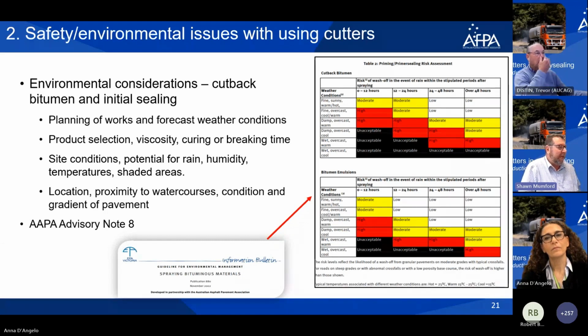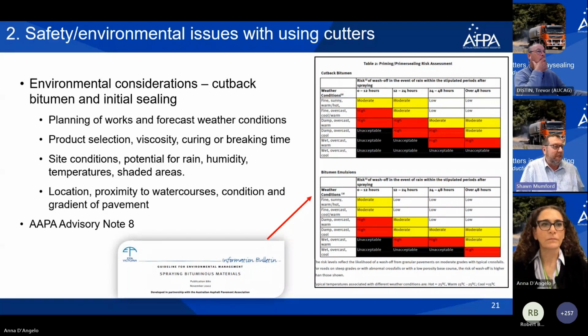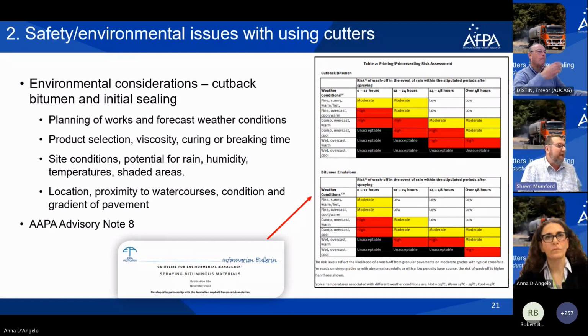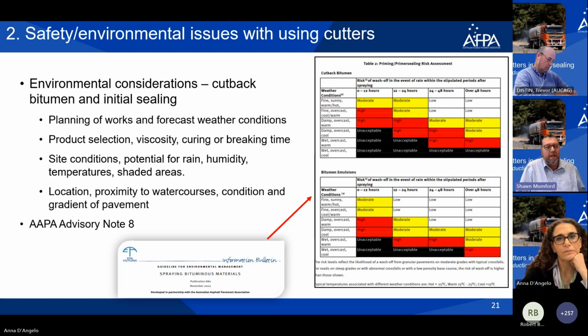I've got a little snippet there of a risk assessment that comes out of some information developed by the EPA in conjunction with AfPA. And there's also an advisory note 8 that provides some of that same information. But I guess really, having a good understanding and risk assessment of the activity and the site that you're going to be using these products on is highly recommended.